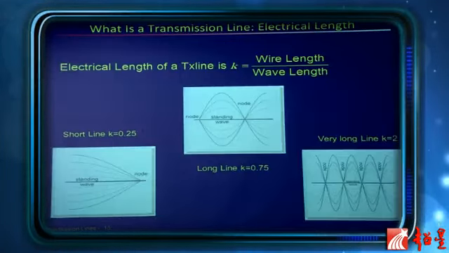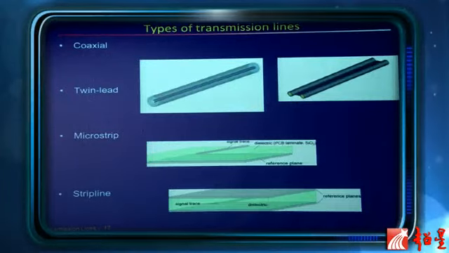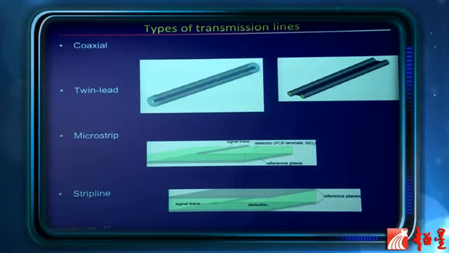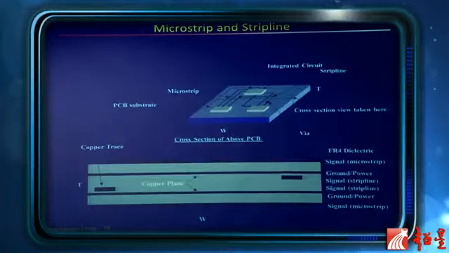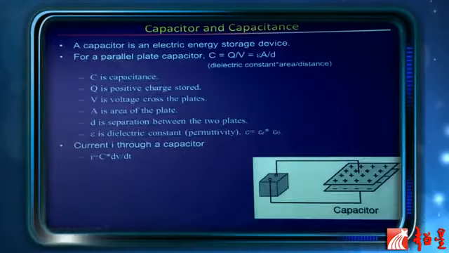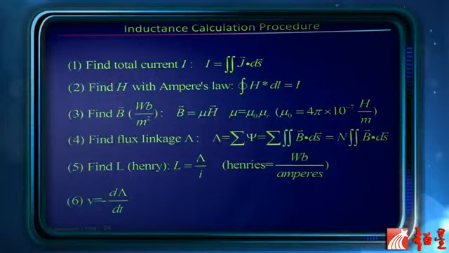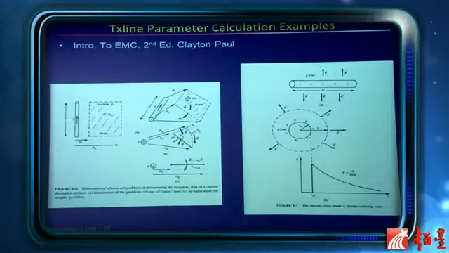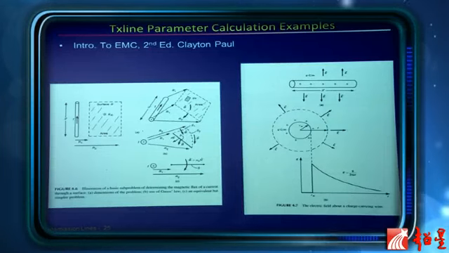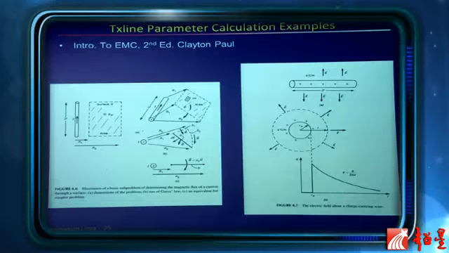We have all these different transmission lines: coaxial, twin lead, microstrip, and strip lines. All these can be transmission lines. I'm going to go through this very quickly. There is a part about how you calculate the transmission line parameters. Those parameters are called per unit length capacitance and inductance of the transmission line.